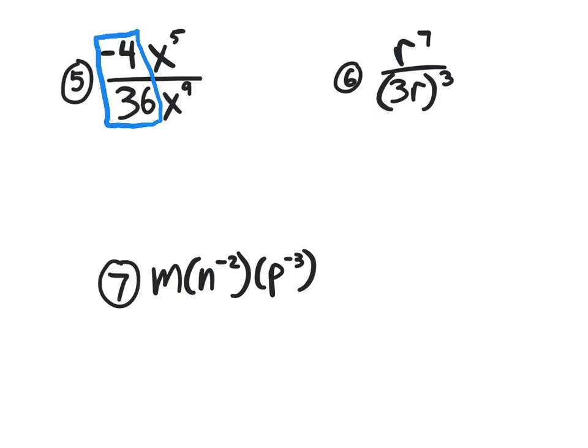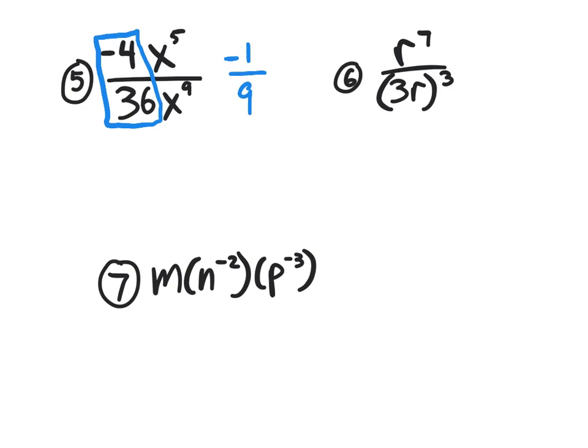Is it 9? Is it negative 9? Or is it 1 over 9? Or is it negative 1 over 9? Negative 1 over 9, right? So negative 4 over 36 reduces down to negative 1 over 9. If you say 9, that means you're writing the 9 on top, which is incorrect. It's going to be wrong.